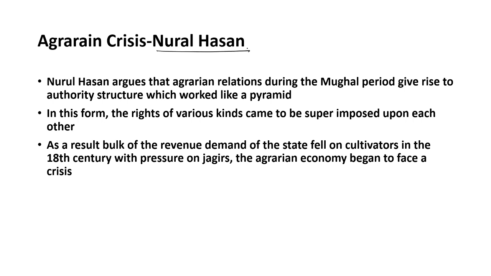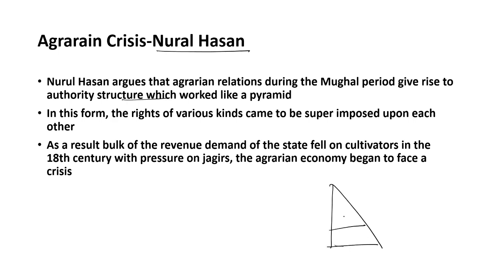Another prominent historian, Nurul Hasan, whose thesis was that agrarian crisis resulted in the decline of the Mughals. According to Nurul Hasan, the agrarian relations in Mughal India worked like a pyramid, superimposing various kinds of rights upon each other. And in the last stage, it was the persons on whom the burden of taxation was imposed. It resulted in a crisis in the agrarian economy.